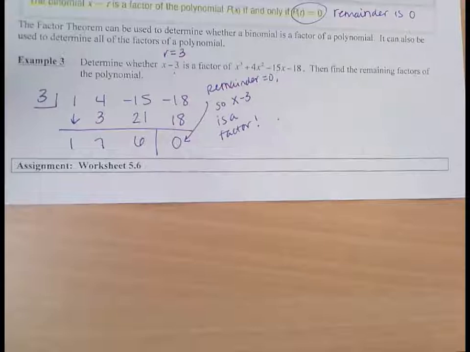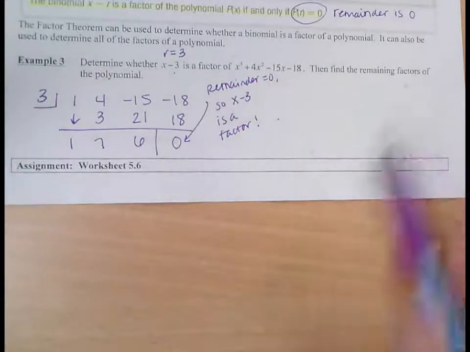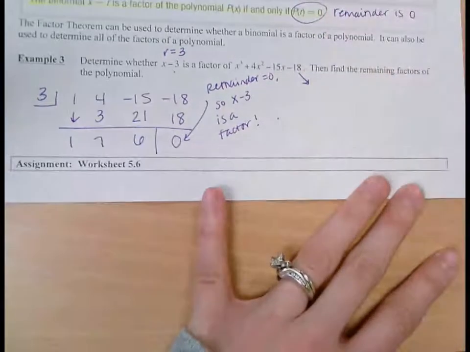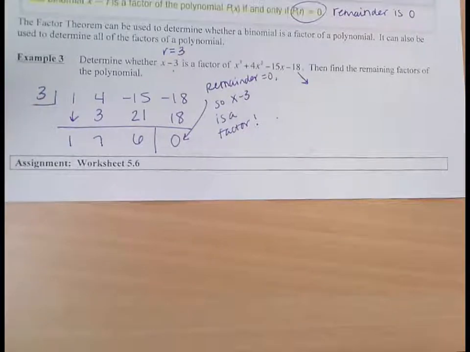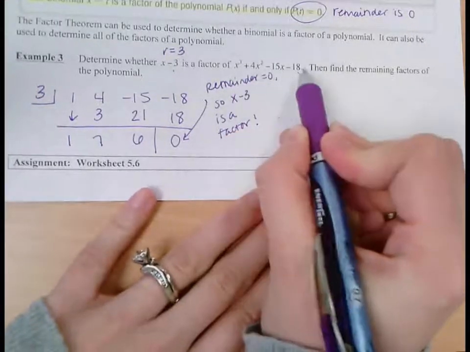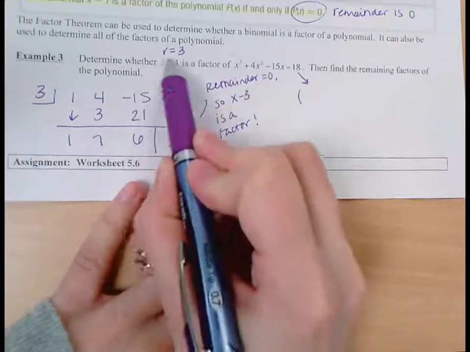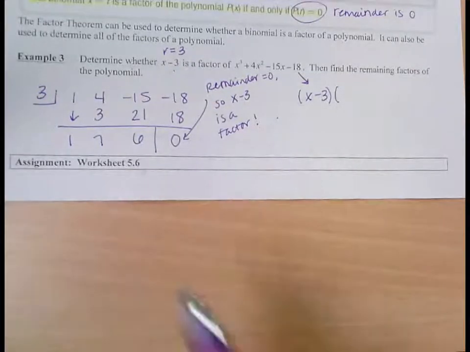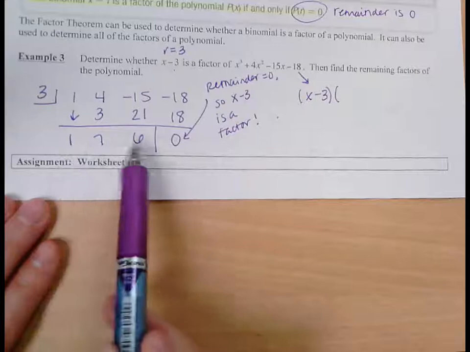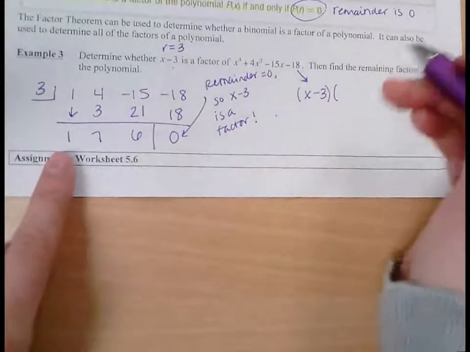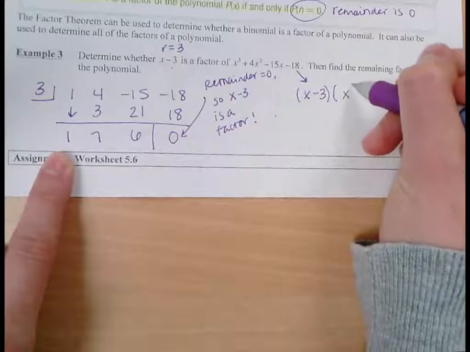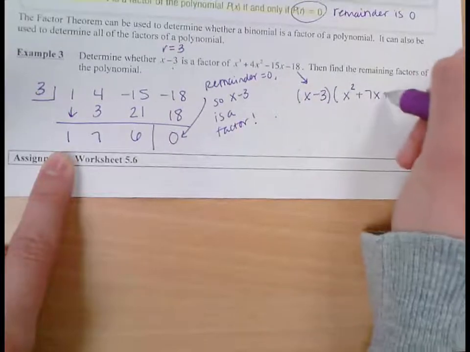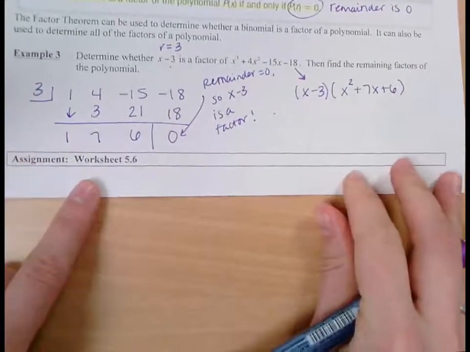So what that means, or how that helps us to then find the remaining factors, is I'm now going to write my original polynomial in factored form. So I know that one of my factors is what I divided by, the x minus 3. The other factor right now is what I got as a quotient. So the other factor is going to be x squared, since I started with x cubed, and now I have 1x squared plus 7x plus 6.